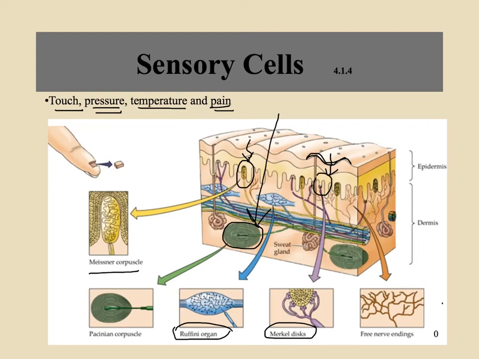And then there are free nerve endings. They don't have capsules on the end of them, and these are the ones that are involved in discerning temperature changes and pain.